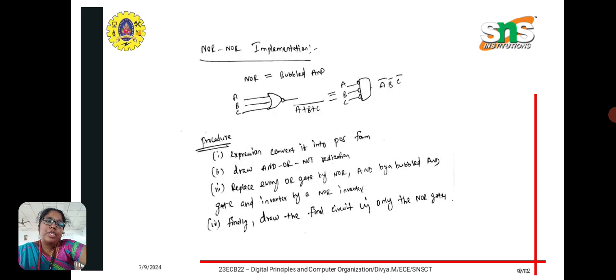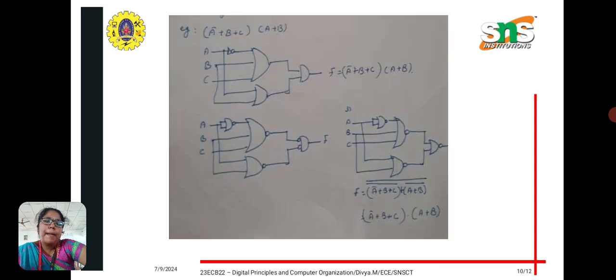NOR implementation: here the bubbled NOR is equal to bubbled AND. Here the expression is converted into POS form and the OR-AND relation is drawn. Replace every OR gate by NOR, every AND gate by a bubbled AND gate, and an inverter by a NOR inverter. Finally, draw the final circuit using only NOR gates. This is the example of how we implement the NOR gate.